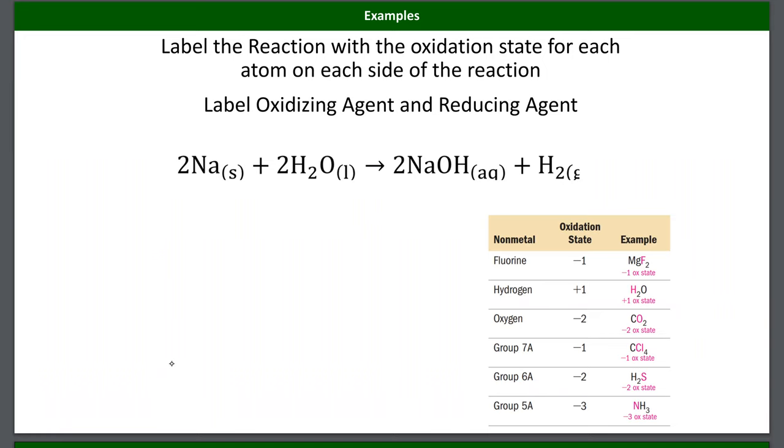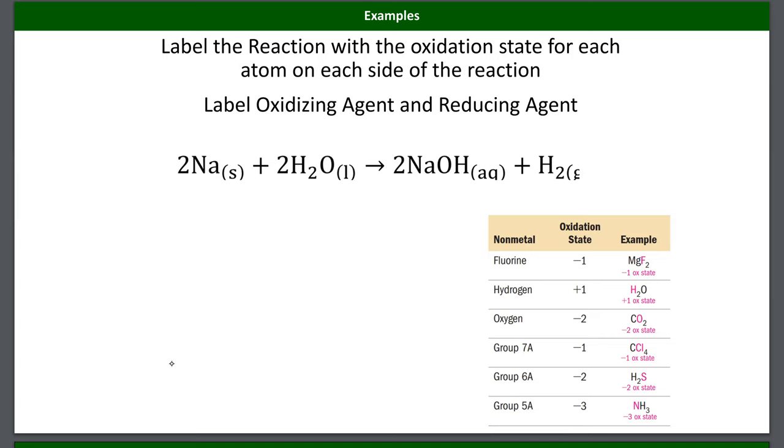So what's the easiest one to do here? Na. The charge on sodium, when it's neutral, has to be zero. Are there any other easy ones to do? OH. Why? Because doesn't it equal minus one? The whole thing does. So we're talking about both of these, though. We need the oxidation state for the oxygen and the hydrogen. Oxygen's going to be negative two, which means hydrogen's got to be plus one.